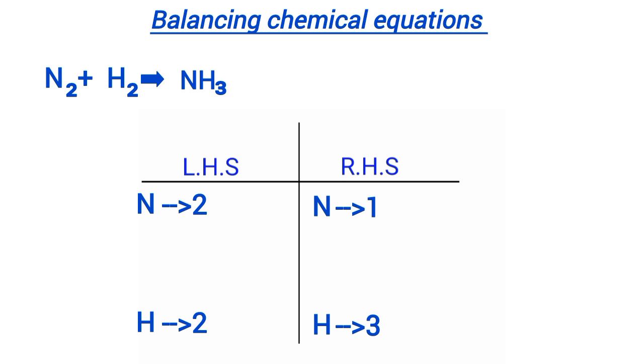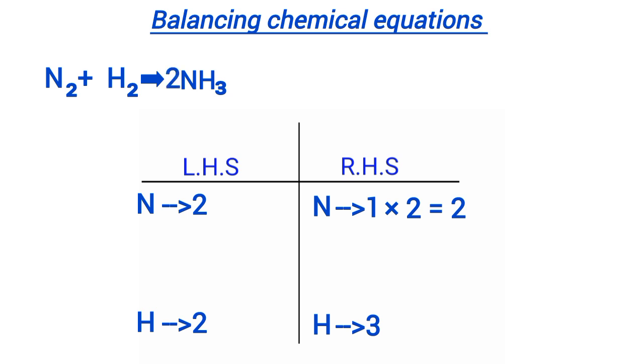On the left-hand side of the equation, we have two nitrogen. On the right-hand side of the equation, we have one nitrogen. What we want to do is to make sure we also have two nitrogen on the right-hand side of the equation. What do we multiply by 1 to get 2? If we multiply 1 by 2, then we have 2. So we are going to place 2 here.